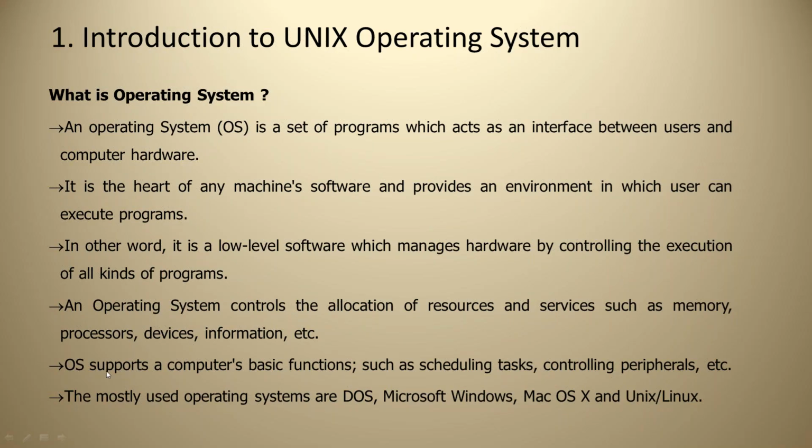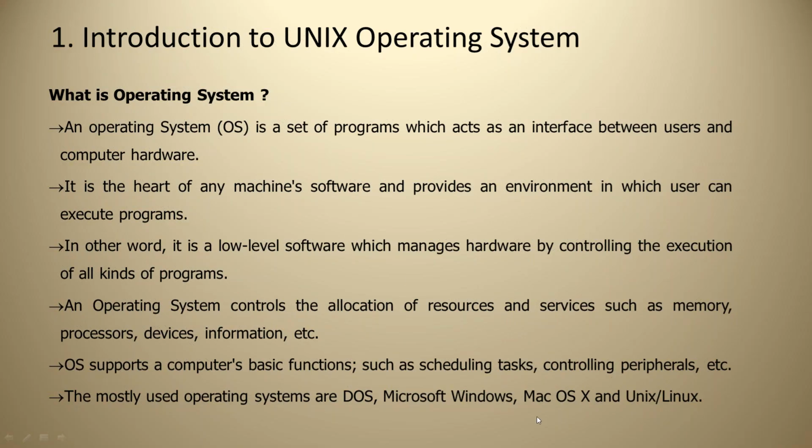Then last, an operating system controls the allocation of resources and services such as memory, processor, device, information, etc. An operating system supports a computer's basic functions such as scheduling tasks, and we can control some hardware. The mostly used operating systems are DOS, then Microsoft Windows, Mac operating system, and next is Unix or Linux. So these are a few operating systems mostly used across the globe.